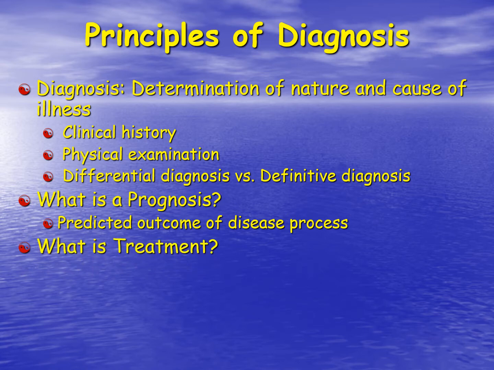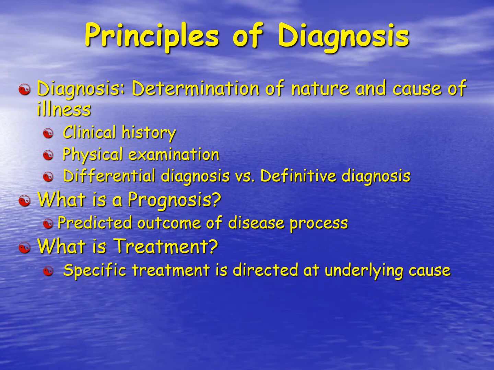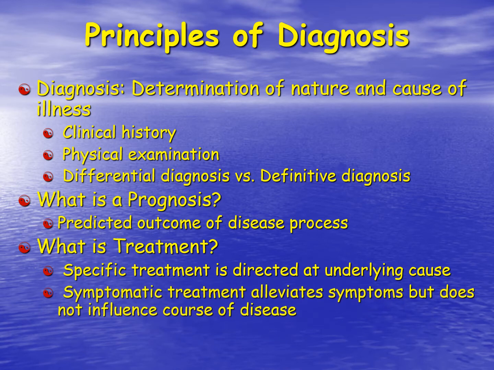What is treatment? How are we going to treat this patient? What is the best treatment for this disease? Does the patient even want treatment? Or does the disease need to be treated? Specific treatment is directed at the underlying cause. If we can get rid of what's causing it, we'll get rid of the disease. Symptomatic treatment, however, alleviates the symptoms but does not influence the course of disease. We are not getting rid of the actual underlying cause. We are simply treating what the patient is feeling.